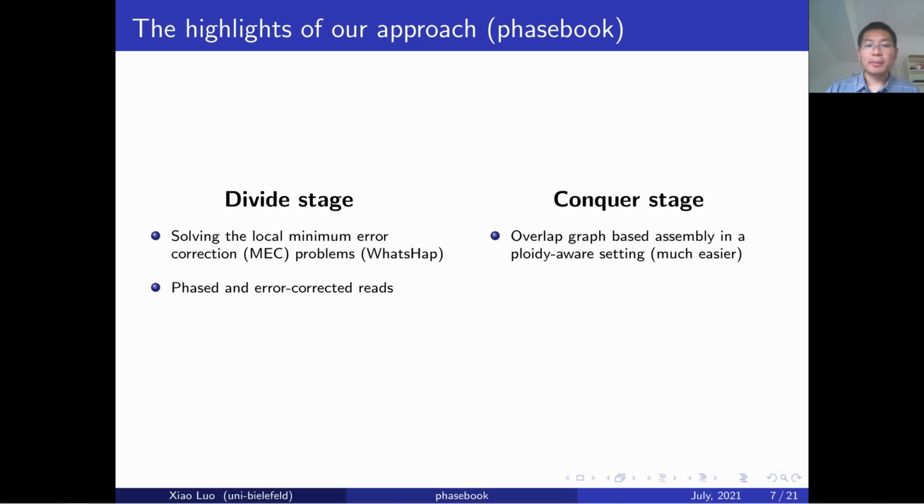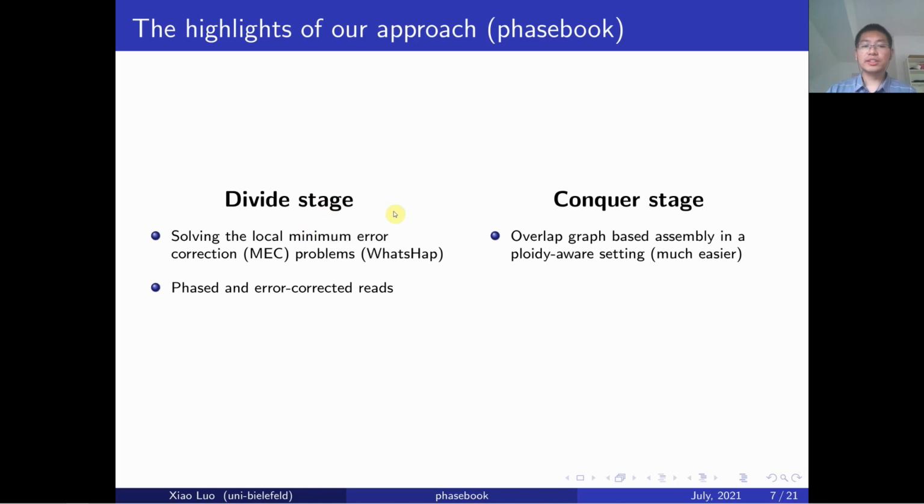Solving the local minimum error correction problem by using, for example, WhatsHap concludes the divide stage. Notably, solving the local minimum error correction problem does not need a high-quality reference. It works well already using a local coordinate system based on the overlapping reads in small read groups. At the end of this stage, we generate phased and error-corrected reads.